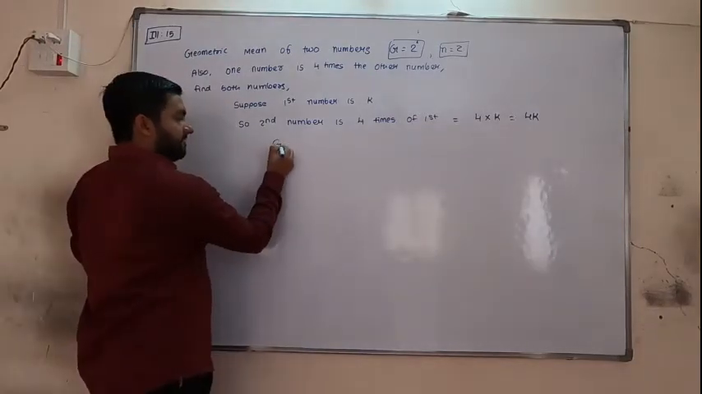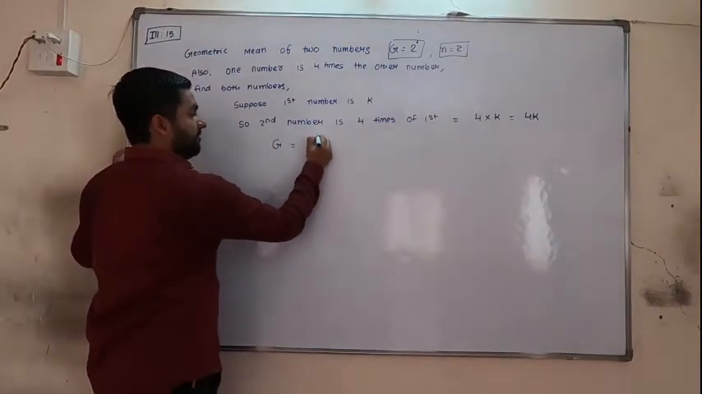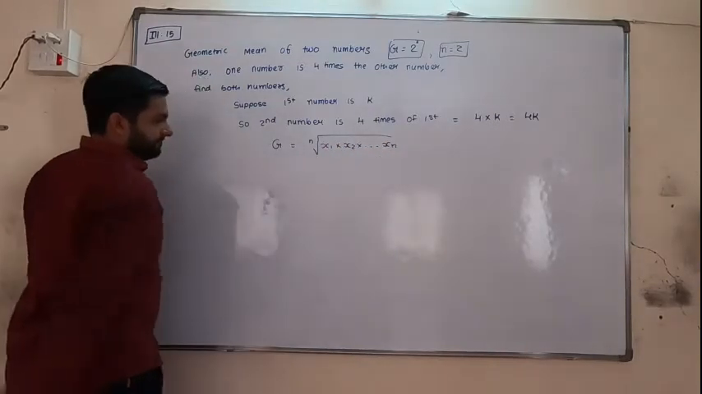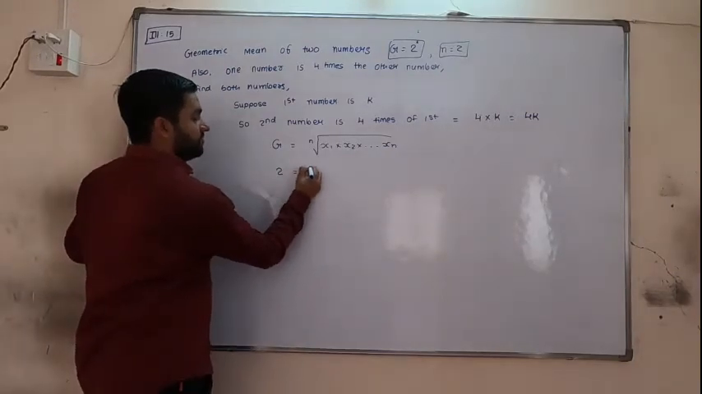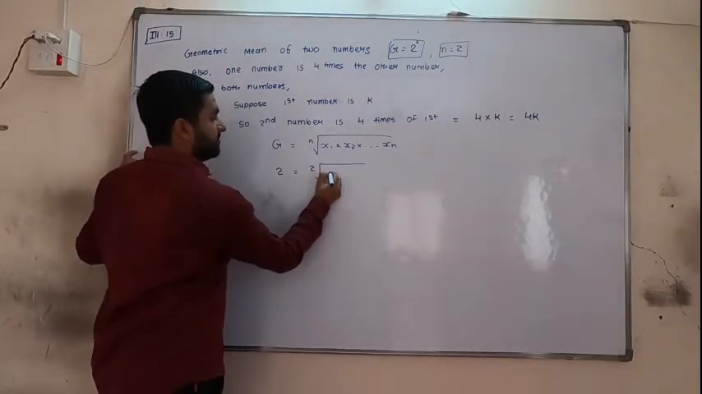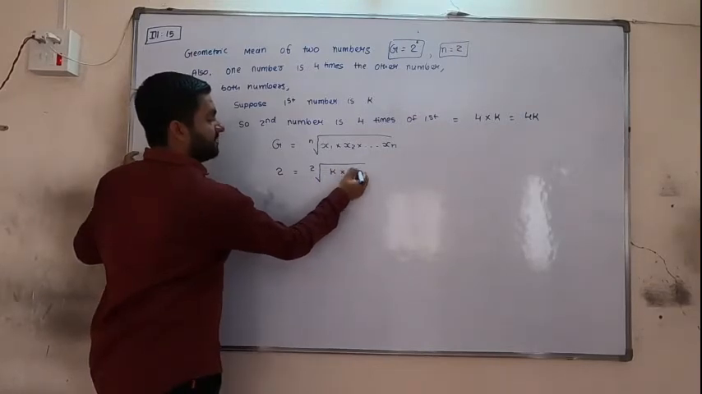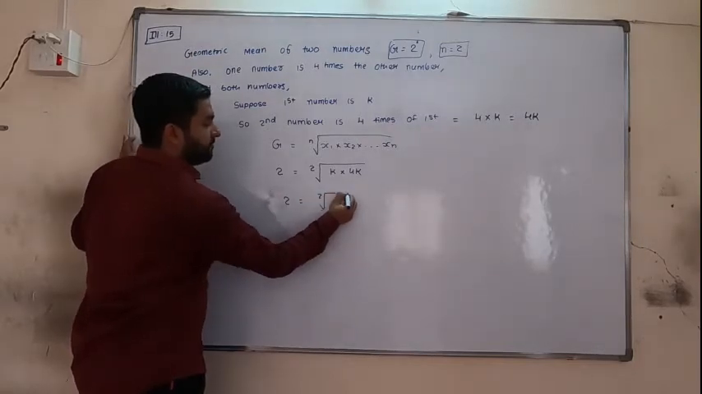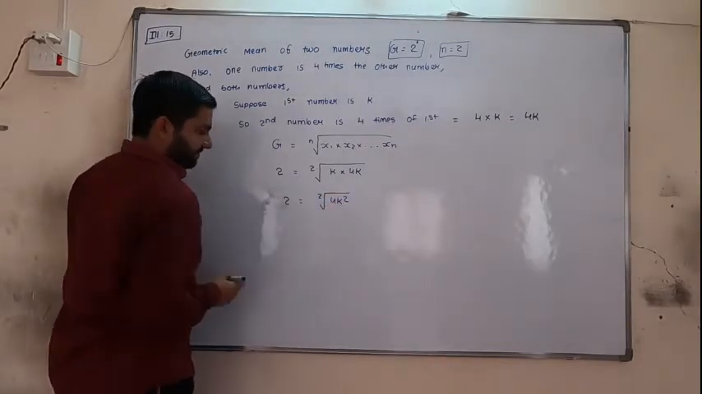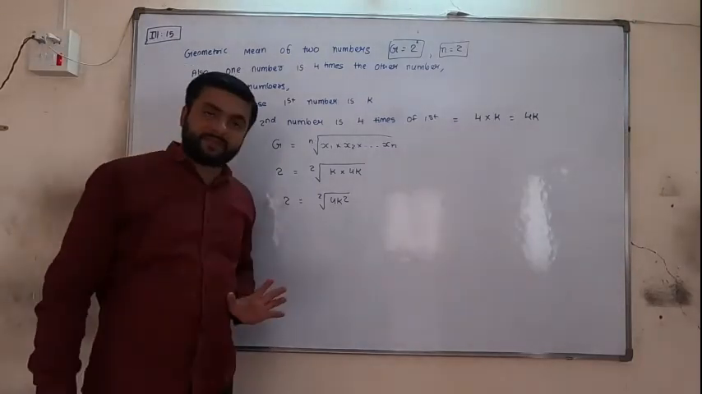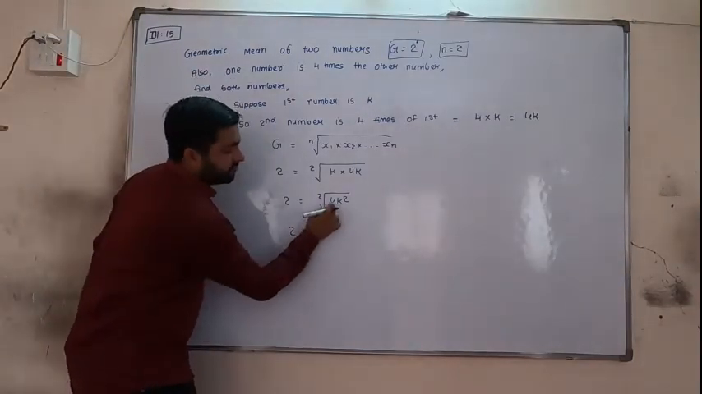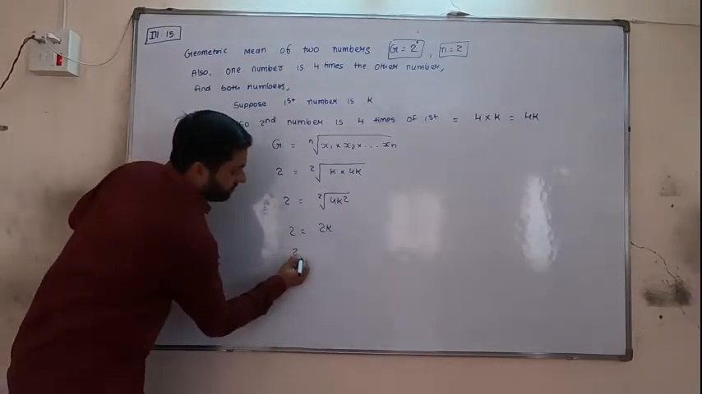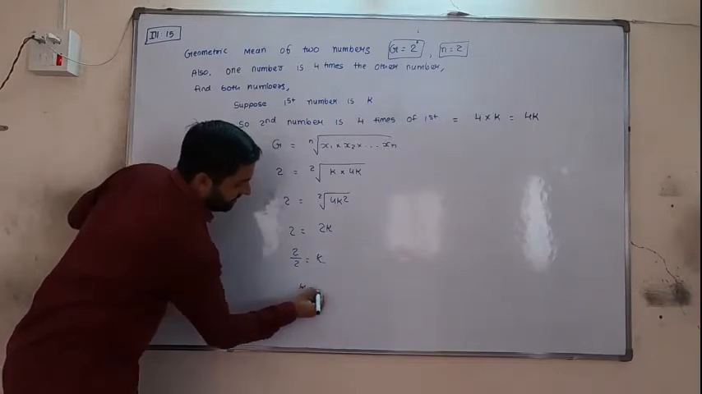Now the formula: G is equal to nth root of x1 multiplied by x2 multiplied by xn. Now G is given as 2, numbers are also 2, meaning second root, and one number is k, the other number is 4k. So 2 is equal to second root of 4k square, meaning square root of 4k square. Now see, 2 is equal to square root of 4 is 2 and square root of k square is k. Now 2 by 2 is equal to k, so k is equal to 1.